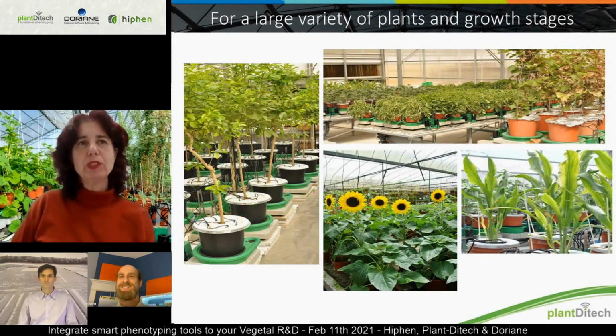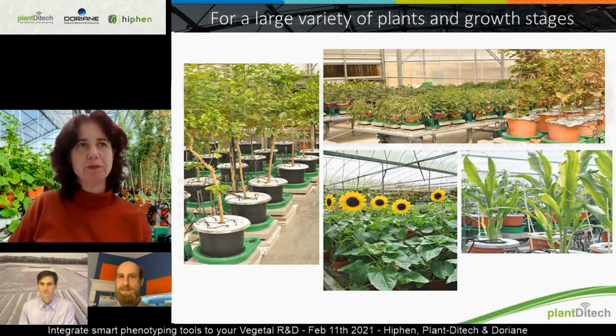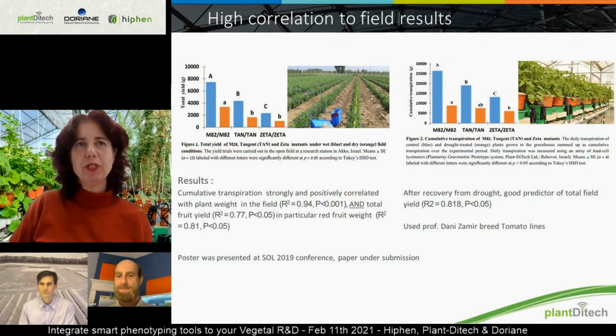The system works with many different plants in different growth stages, from vegetable and field crops up to even trees. Comparing Plant-Array measured functional traits with field yield results demonstrated a very high correlation of 0.8 to 0.9 R-square.